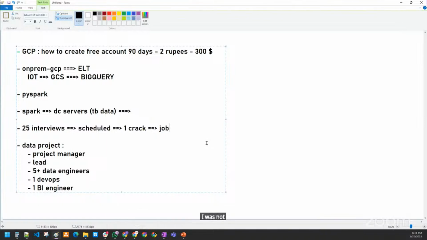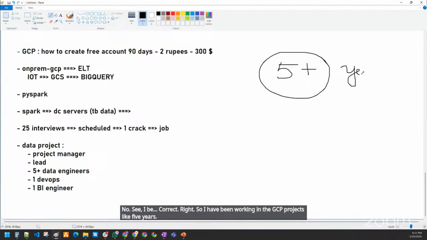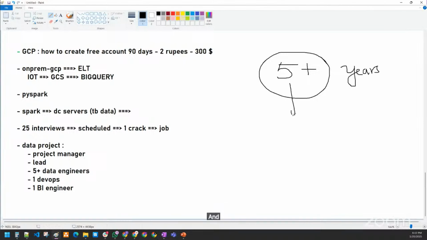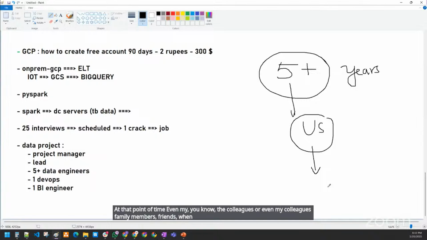I was not aware of it until a migration project in my work, which was near to 2 months back. I have been working on GCP projects for about 5 years, and when I started working for one of the US clients, even my colleagues and family members, when I shared that I'm working on GCP, used to ask me, what is that?